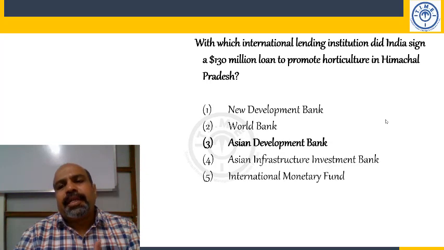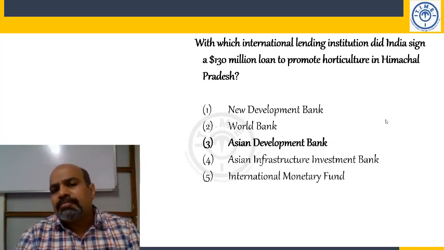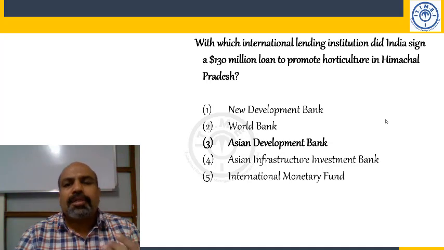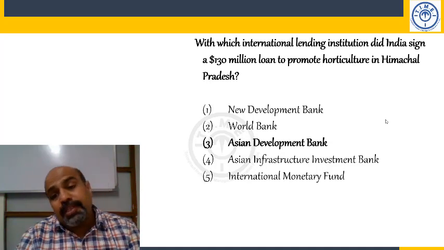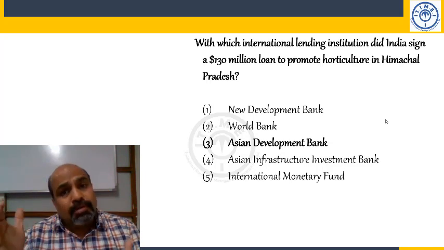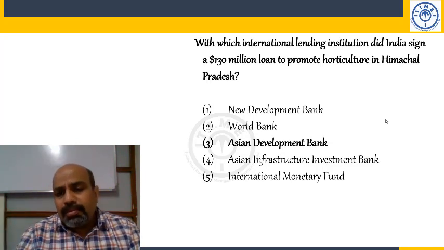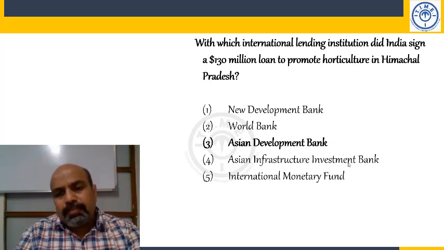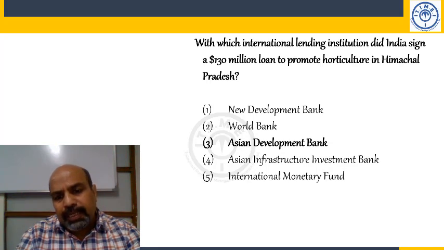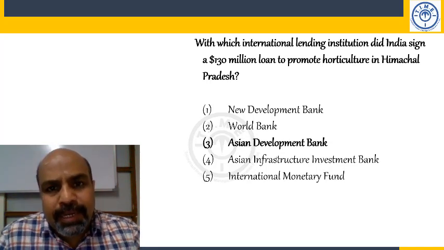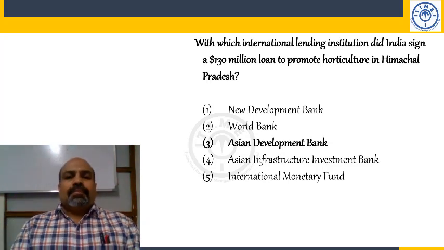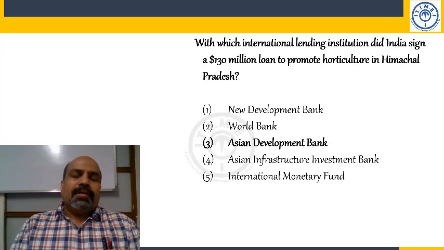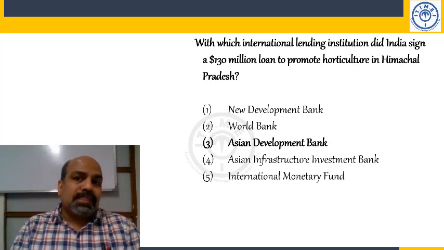2031. With which international lending institution did India sign a $130 million loan to promote horticulture, growing of fruits, vegetables and all, in Himachal Pradesh, which is a mountainous, hilly area? The answer is mentioned there. So, the head office of Asian Development Bank is in Manila, M-A-N-I-L-A, Manila. I'll repeat, Manila, which is the capital of the Philippines.